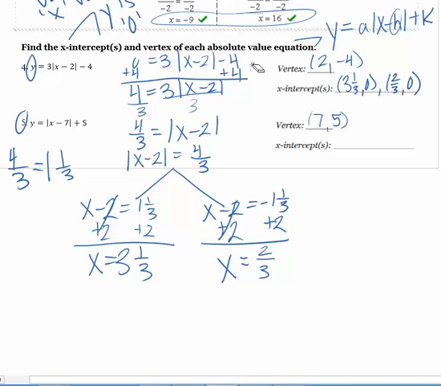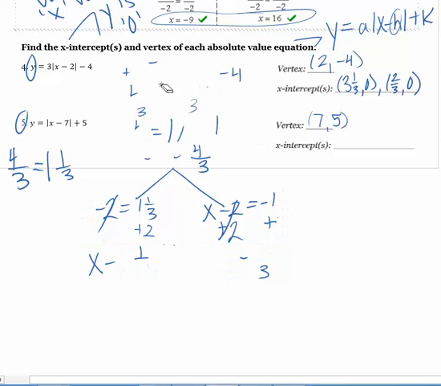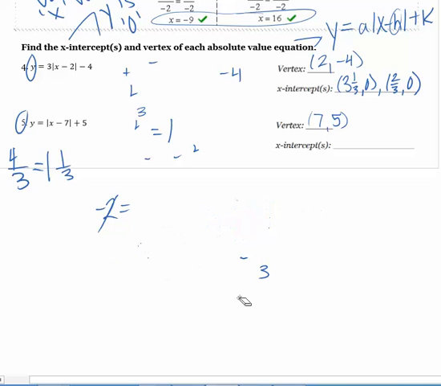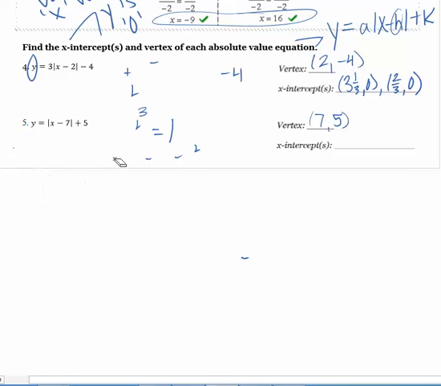And for space, I'm just going to erase. Alright. So 5, we start with the same process. We're substituting 0 in for y. So we'll get 0 equals the absolute value of x minus 7 plus 5.